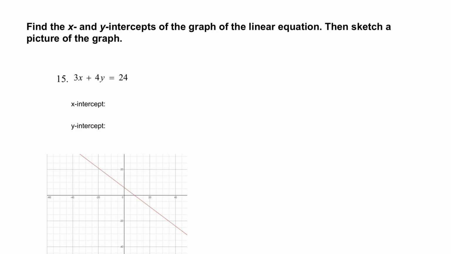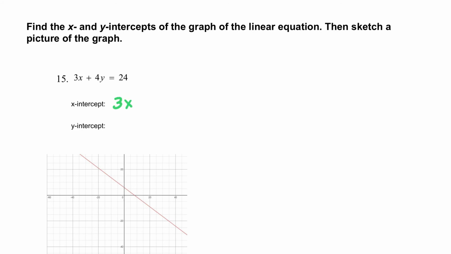So now we're moving into standard form of the equation of a line. And it says to find the x-intercept and y-intercepts of the graph of the linear equation. Then sketch a picture of the graph. So remember, we can do the cover-up method, or we can insert a 0 in for either x or y. So for the x-intercept, we need to put a 0 in for y.